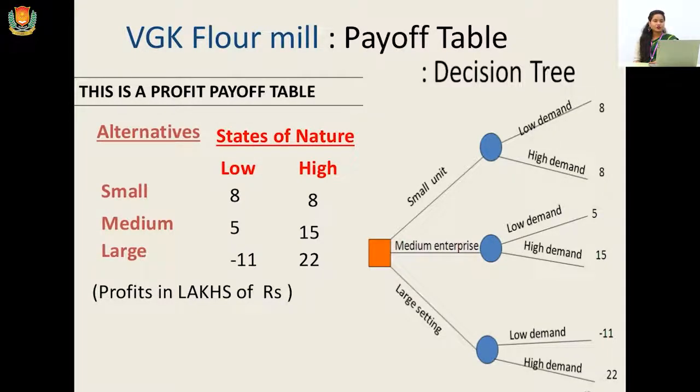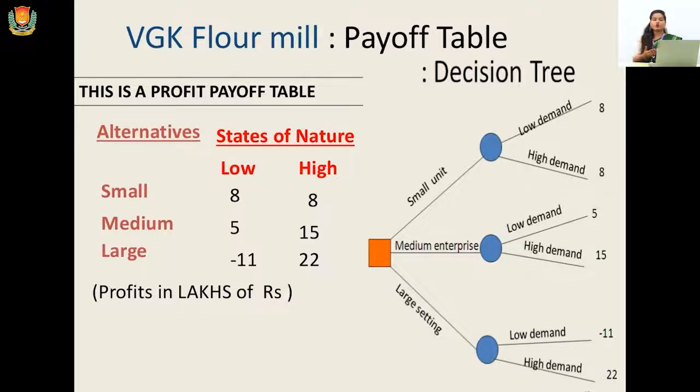For example, there's a profit payoff table, where we have the alternatives small, medium, large, and the state of nature is given here as low or high, and the profits are in lakhs. Obviously, it is a profit situation, so it should be the maximum one. There is one node here, and from it three branches come out: small units, medium enterprise, or large setting.